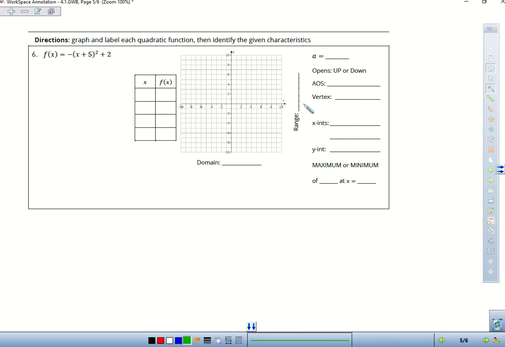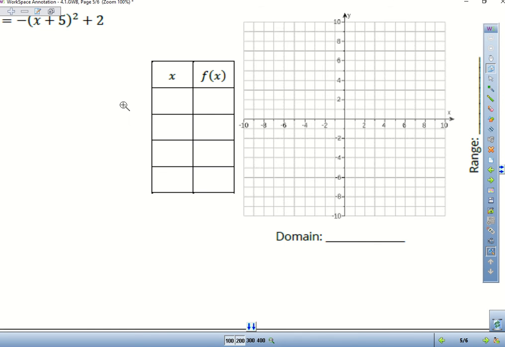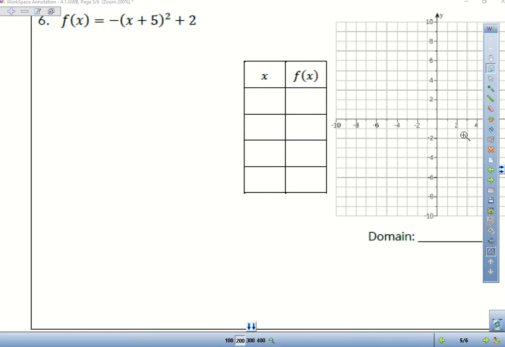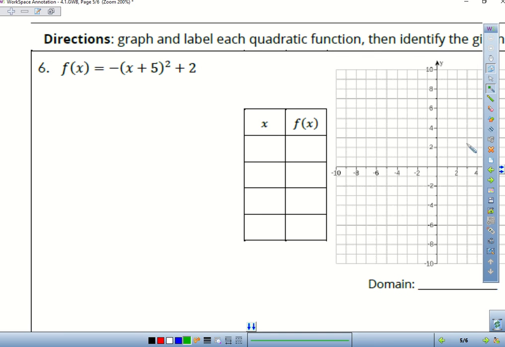Alright. So this equation is in vertex form. The good news about vertex form is you don't have to do any formula to find the axis of symmetry or the vertex. It's all right here. So what do we know our vertex is? (-5, 2). Good. And that's going to be the middle of the table.